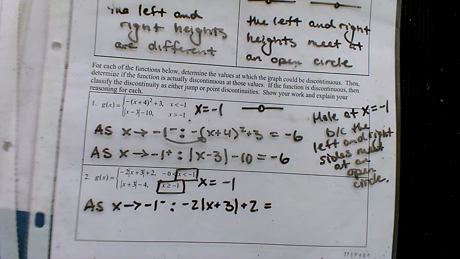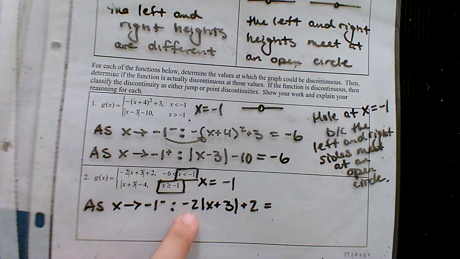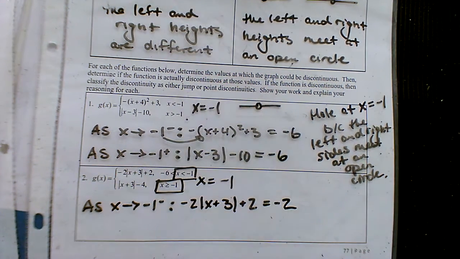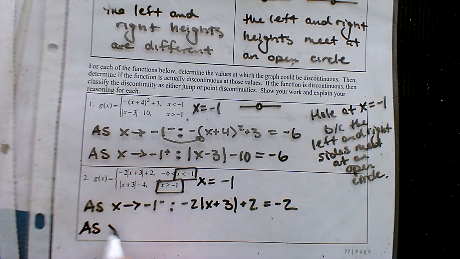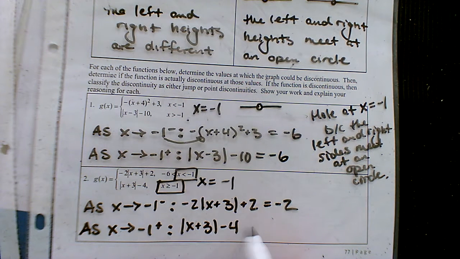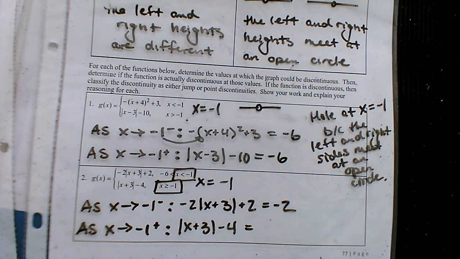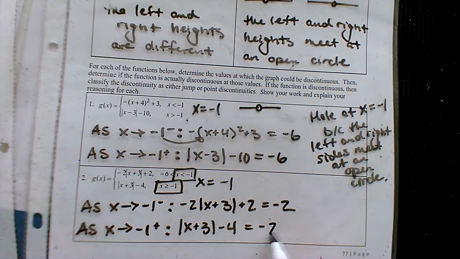So as this first equation ends, we want to figure out the height that it has. So we'll plug in -1. Plus 3 is 2, times -2 is -4, plus 2, -2. Let's check out the height from the right-hand side. That would be the other equation. Plug in -1. Plus 3 is 2, minus 4 is -2. All right, so the heights on both sides are the same.